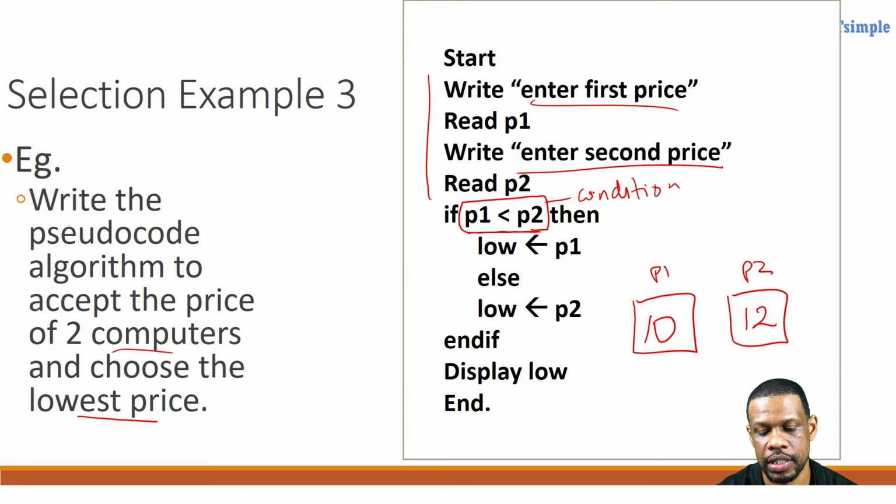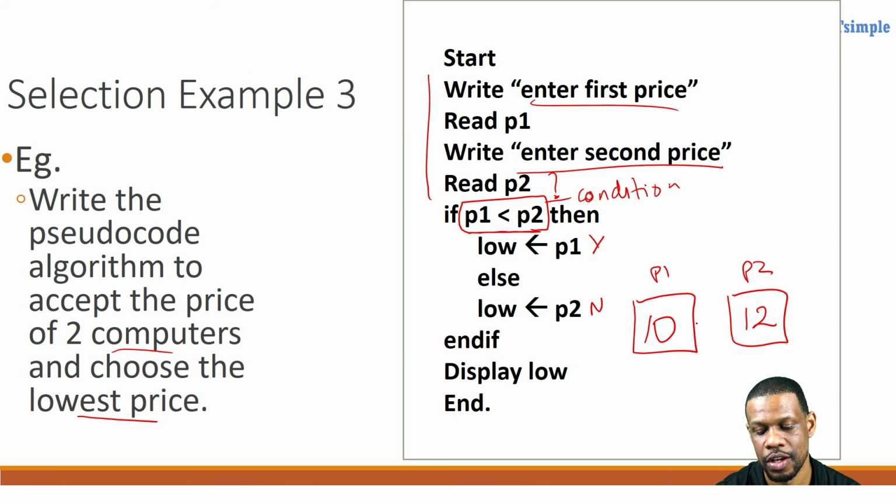And because it's called the condition, we could put a question mark next to it because it's asking a question. We ask the question, is price 1 less than price 2? If the answer is yes, then we choose this one. If the answer is no, then we choose this one. Do we know the answer? Well, price 1 is 10 and price 2 is 12. So is price 1 less than price 2?